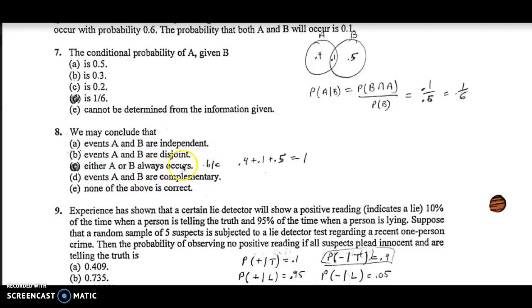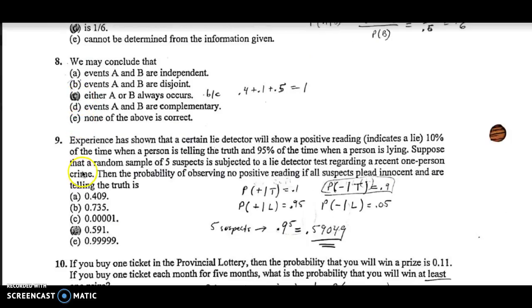C says either A or B always occurs. So you know the probability of any scenario, the total sum has to add up to 1. If you add up each of these pieces, 0.4, 0.1, 0.5, you get the number 1. So there's nothing else that could happen. Either A happens or B happens. There's no event C. Nothing else could possibly happen in this scenario. So it has to be C for number 8.